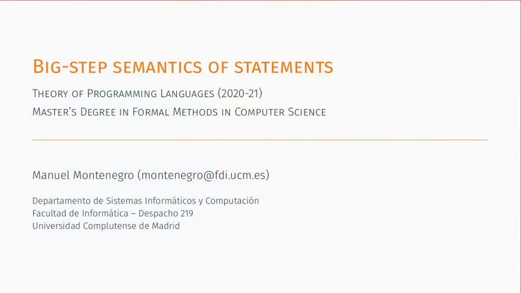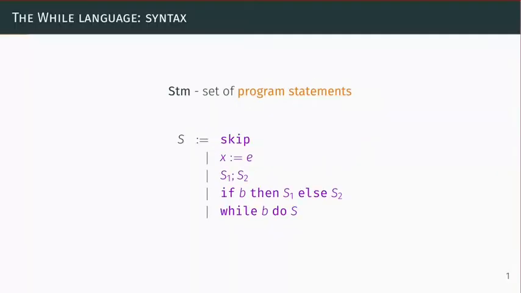Let's start by recalling the syntax of the language we are dealing with. We denote by STM the set of statements which is generated by the grammar you see here below. The skip statement does absolutely nothing, it's just a placeholder. We'll have assignment statements, which means that the result of evaluating E is going to be stored in the variable X.